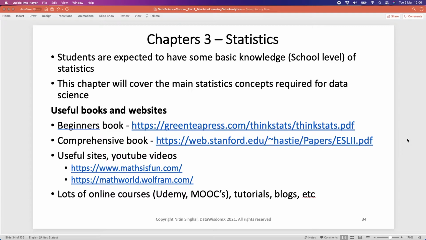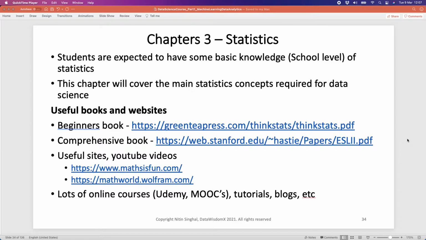In the first two sections, we covered Python and Pandas. And now we'll cover statistics in this section. Statistics is very important for machine learning. All your models use some kind of statistical concept, and the more advanced models will require you to know advanced statistical concepts and calculus and algebra.